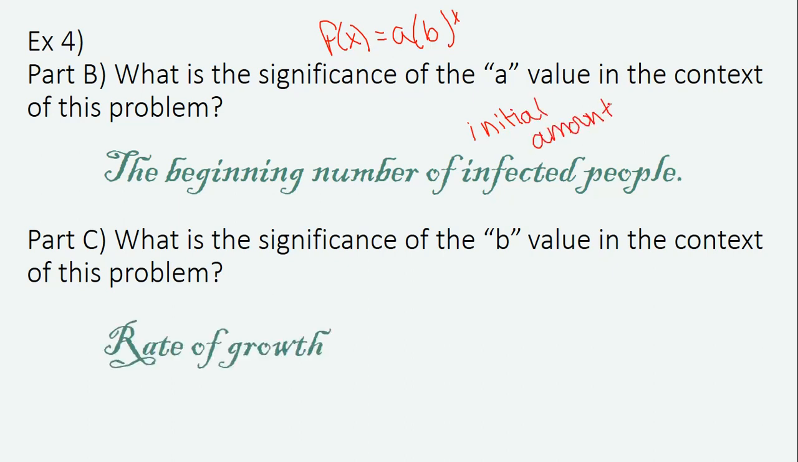Your B is the rate of growth. As we said, that would be like a 400% growth. This is what you're repeatedly multiplying by each time.